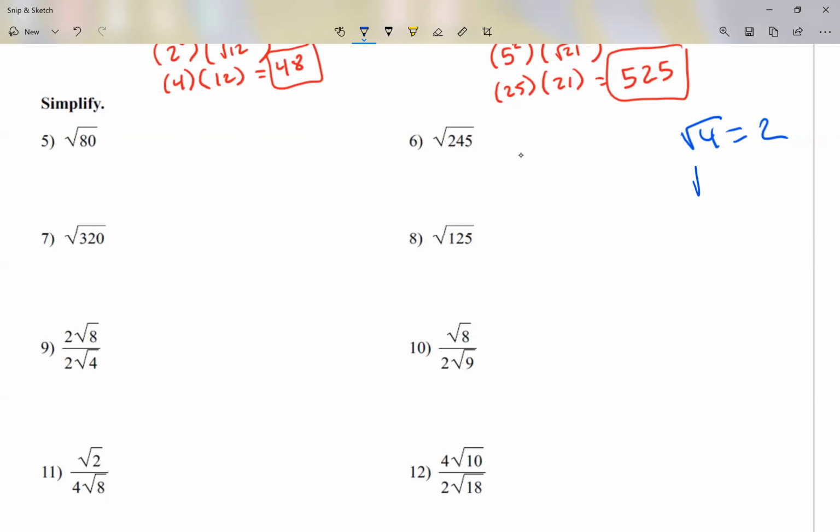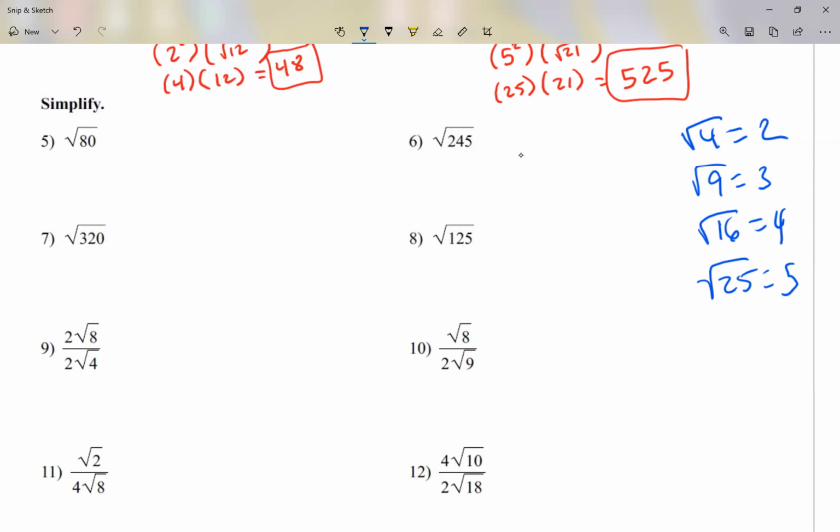We know the square root of 9 is 3. We know the square root of 16 is 4, right? Perfect squares are those that give me a whole number. We know the square root of 25 is 5. And then we can go on and on, right? We have talked about the perfect squares before.